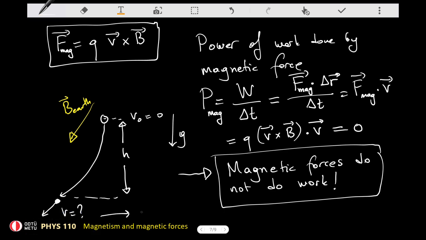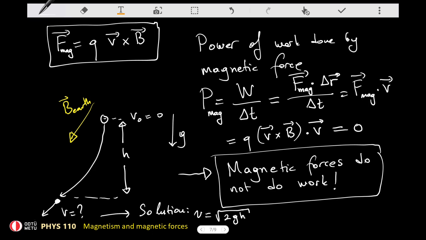So the solution is, of course, very simple. Since the magnetic force does not do any work, there is only gravitational work in here. Therefore, the final speed should be equal to the value that you would obtain when you use gravity, right? It's the square root of 2gh, right?